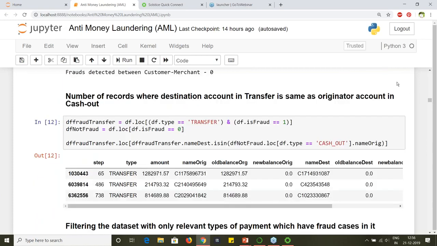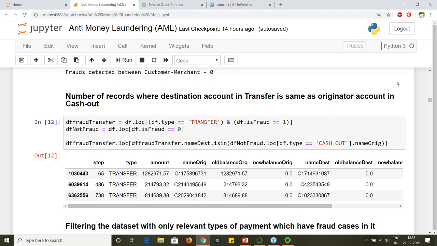Yeah, here you can see the number of records where the destination account in a transfer is the same as the originator account in the cash out. So what the fraudsters do is they first transfer the money, and after that they do the cash out. What the cash out is, once they transfer the money, they will go to the merchant and immediately transact that money. So that is fraud.